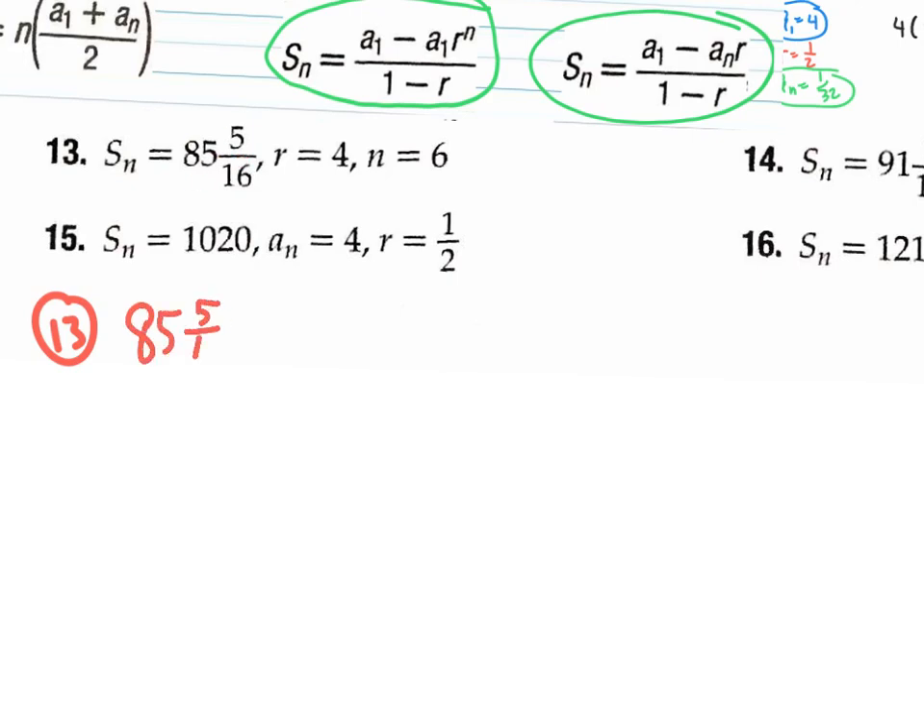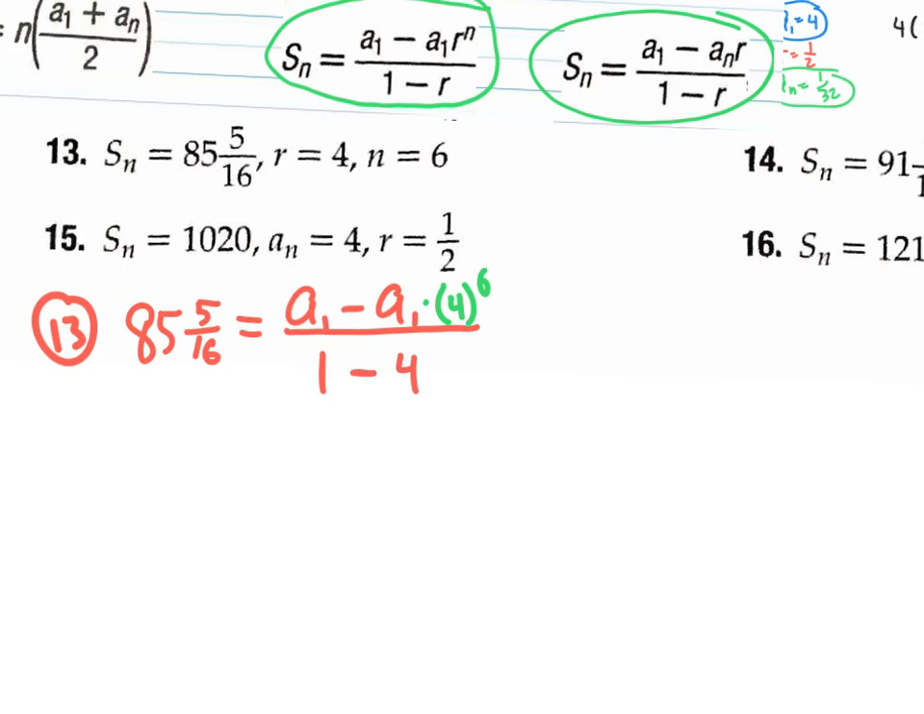85 and 5/16 equals the fraction with a sub 1 up here on top, but there is no a sub 1, so we don't know. We're just going to keep it a sub 1 minus a sub 1 times the common ratio r to the n power, times 4 to the 6th power. And on the bottom we have 1 minus r, 1 minus that common ratio, which they give us, is 4.